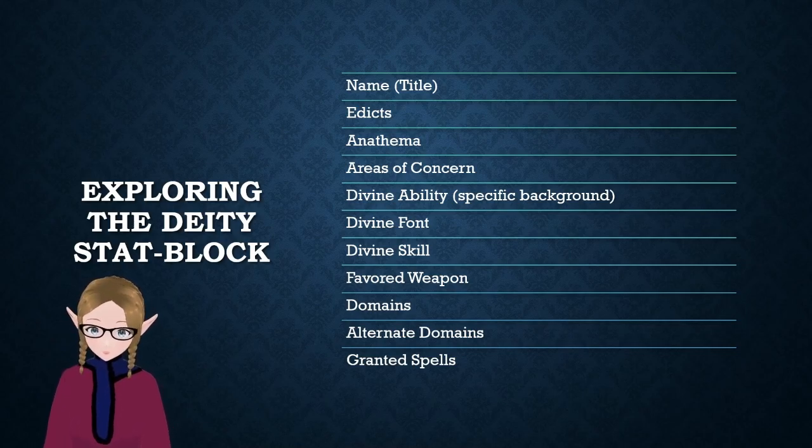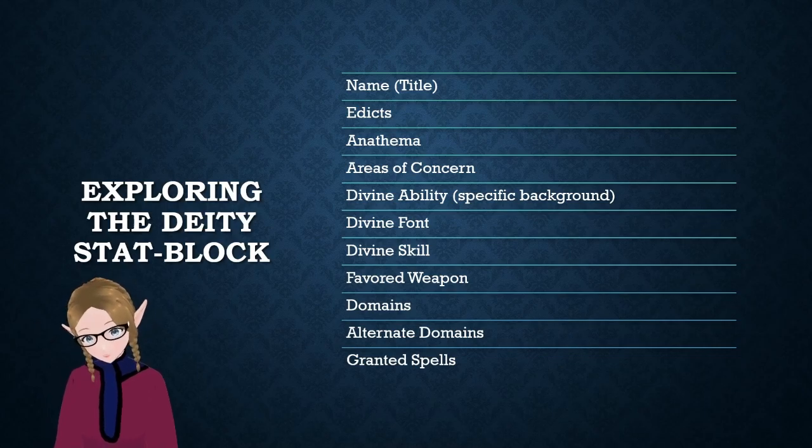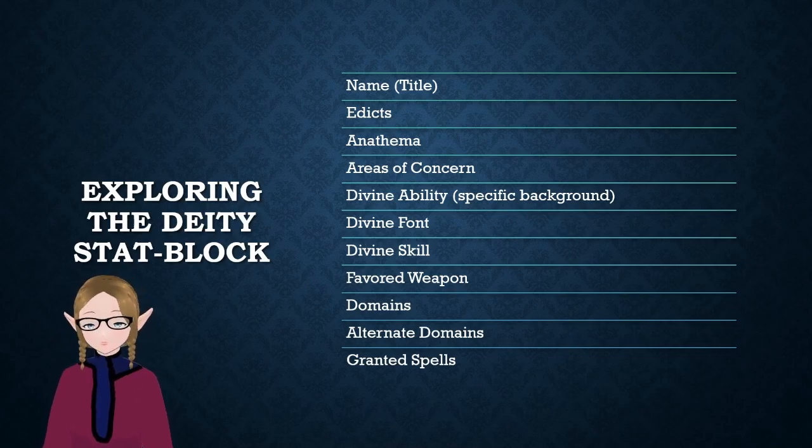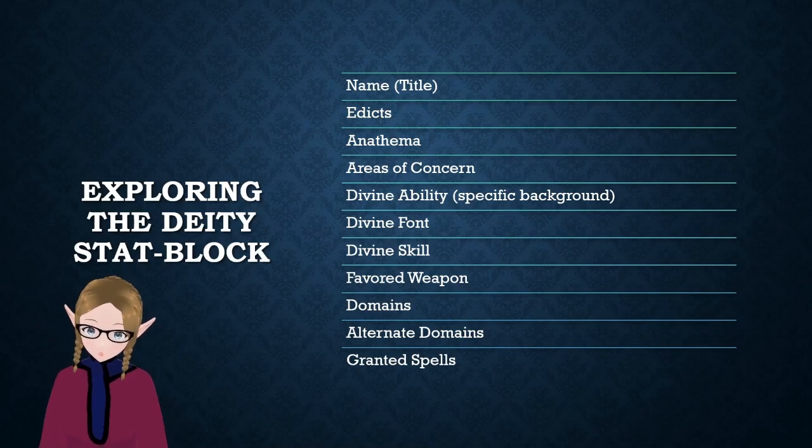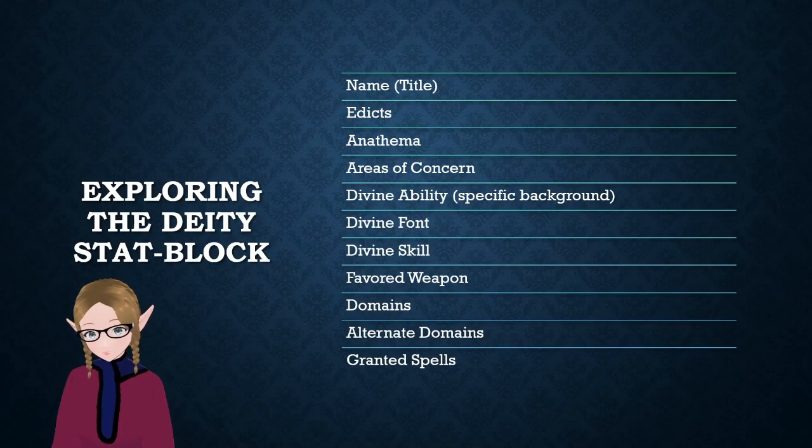Domains are the choices of domains that clerics have to pick from. For instance, healing. Alternate domains are those that are essentially splinter cults, to use that word for it.